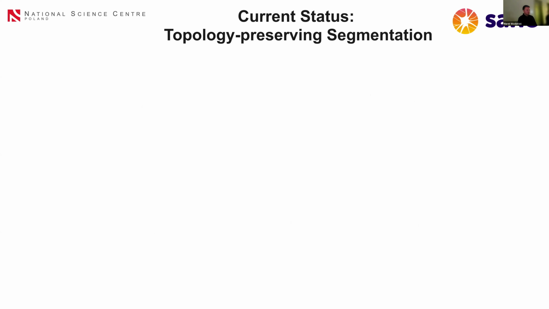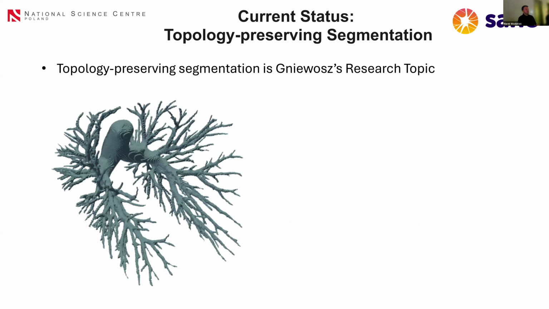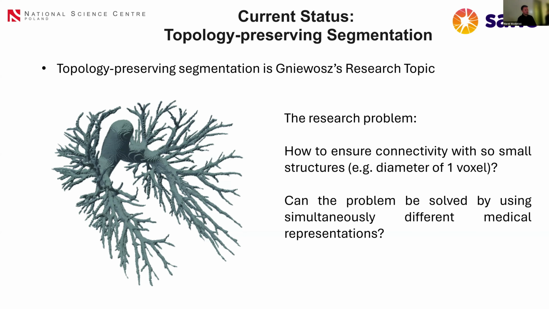Then our second topic that we are currently exploring is topology preserving segmentation. This is the main research topic of our postdoctoral researcher, Gniewosz. Here the goal is to propose methods that utilize multimodal geometric deep learning to preserve the connectivity of tubular shapes. The research problem here is how we can actually ensure connectivity with very small structures, for example, when you have a diameter of just one voxel.